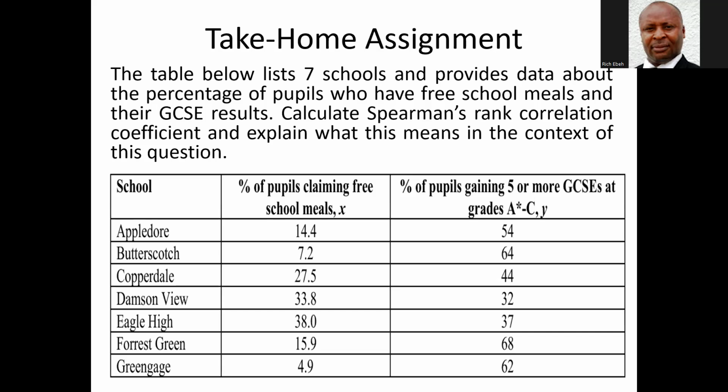Thank you for listening. Please, I have this take-home assignment. You are free to solve it. The table below lists 7 schools and provides data about the percentage of pupils who have free school meals and their GCE results. So the free school meals is the X, what we rank, what we are calculating as X. And then the GCE result is what we are calculating as Y. I want you to calculate the rank correlation coefficient and explain what this means in the context of this question.